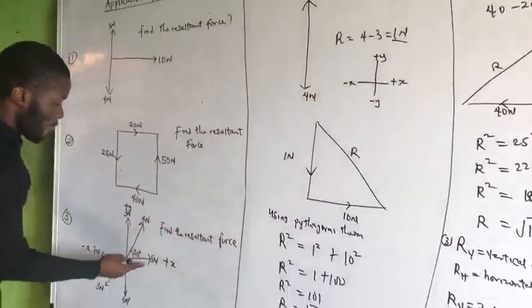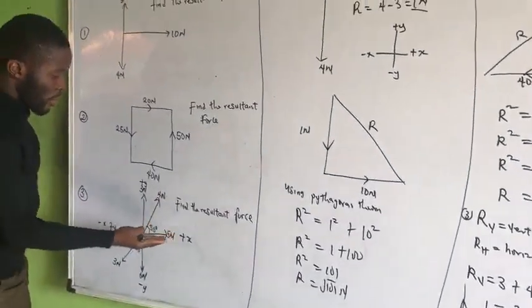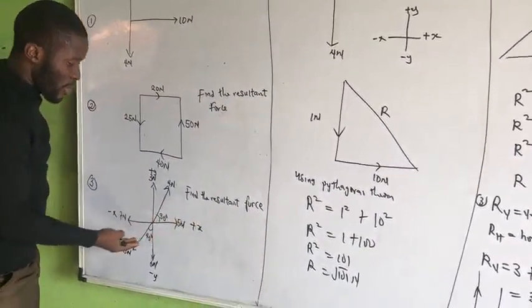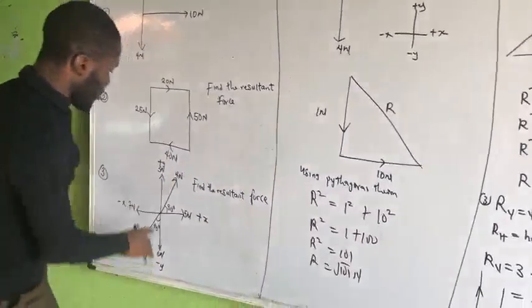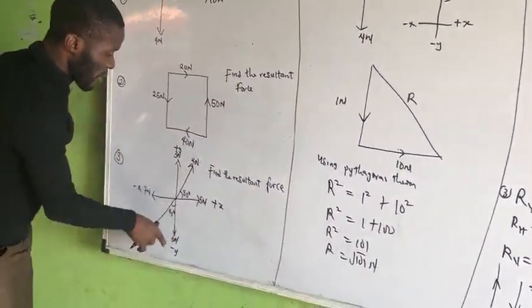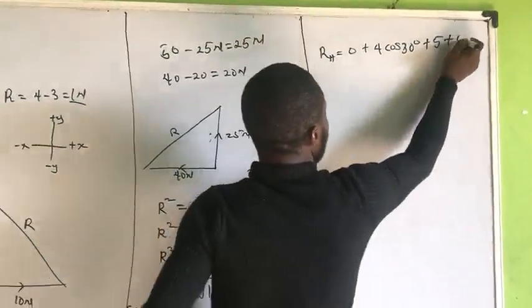After that we have 5. 5 is placed on the horizontal and we are looking for the horizontal component of resultant. So that will be plus 5. Then after that we have 6 placed on the vertical. We are looking for the horizontal component of resultant. It will be 0. So that is plus 0.